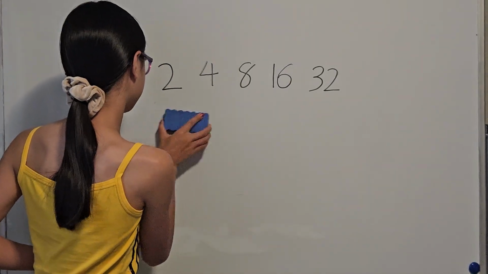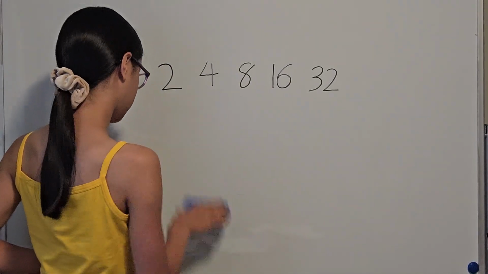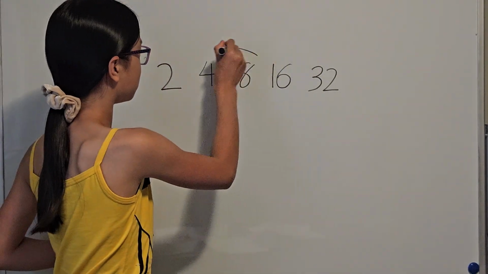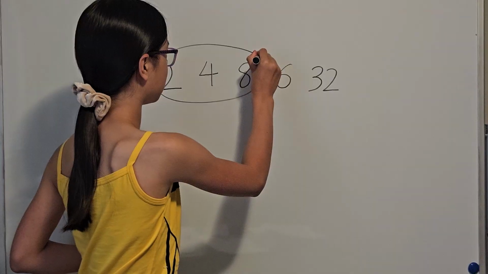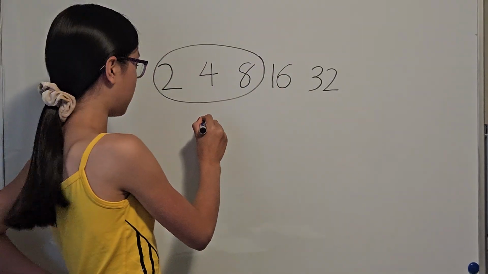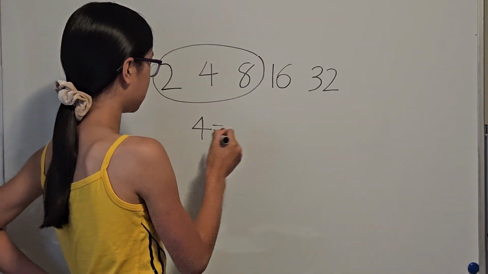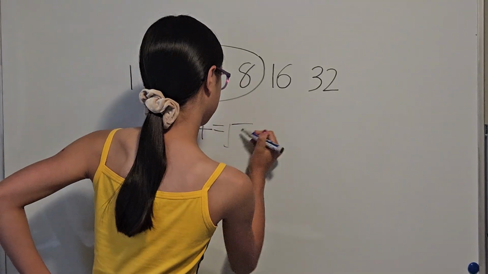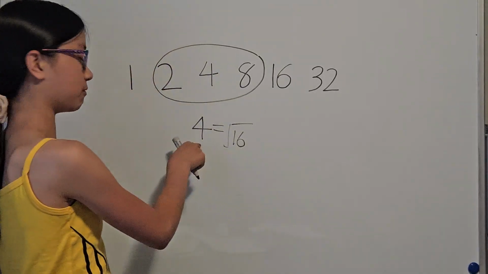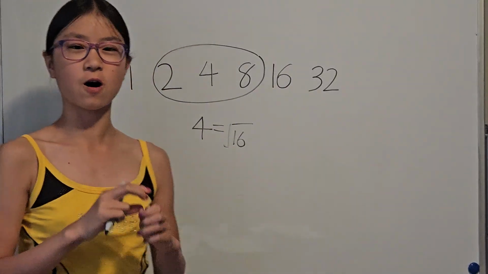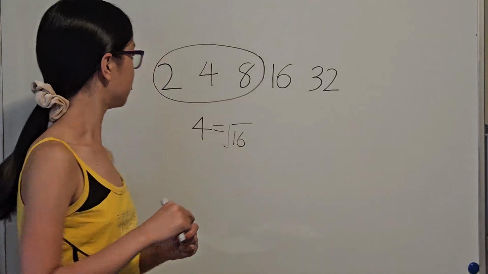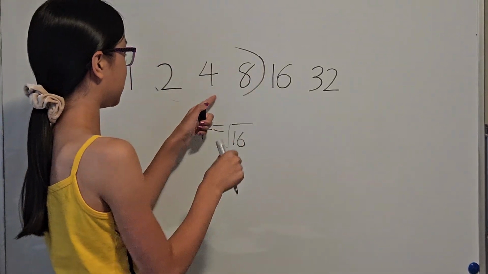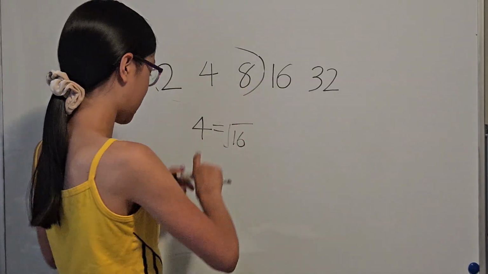And there's also another interesting thing about geometric sequences. For example, we have these 3 numbers. We can see that 4 equals the square root of the 2 numbers beside it, which is root 16, and it equals 4. This works for all geometric sequences. Basically, the middle number is equal to the square root of the product of the 2 numbers on the side.